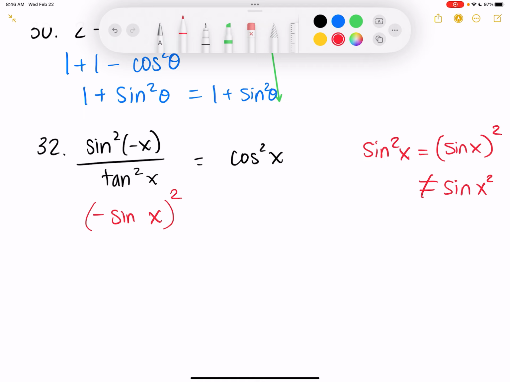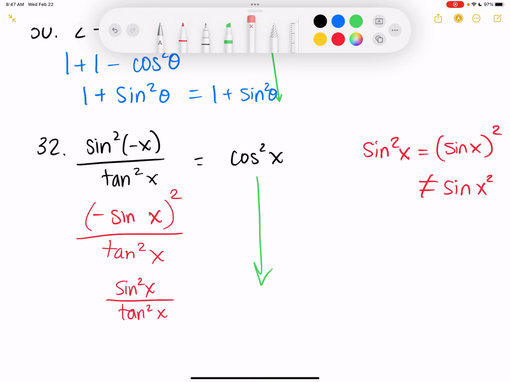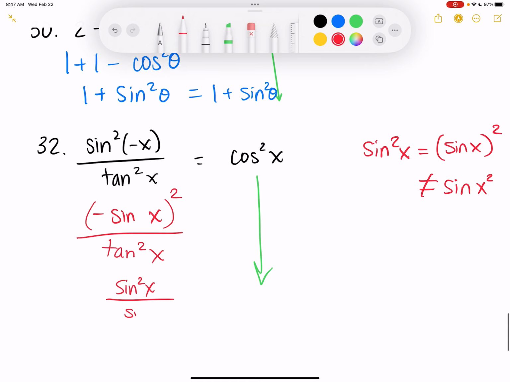So then I have that over tangent squared of x. I forgot to bring this down. So this becomes sine squared of x over tangent squared of x. But actually, how can I rewrite tangent? Tangent is equivalent to what? Sine of x over cosine of x. Yep, and since it was squared, it'll just be sine squared of x over cosine squared of x.